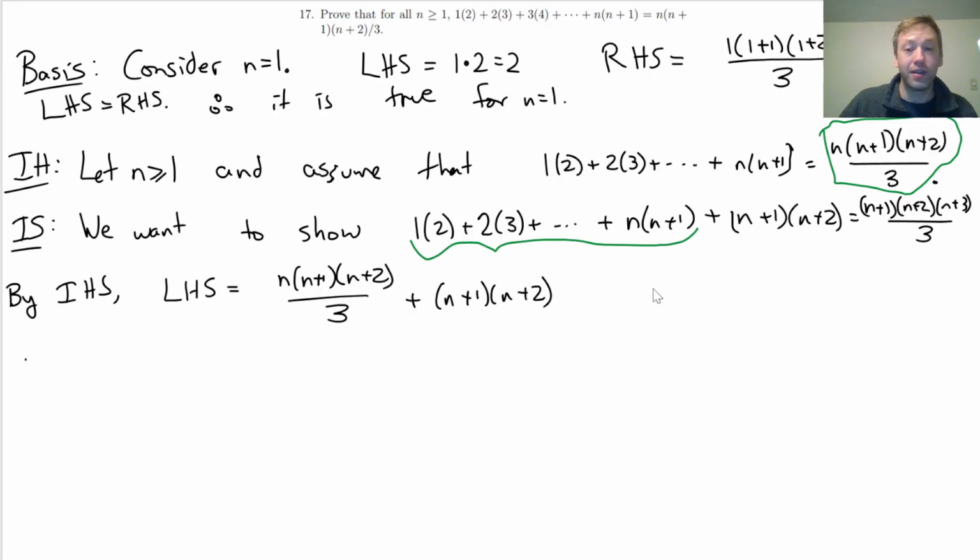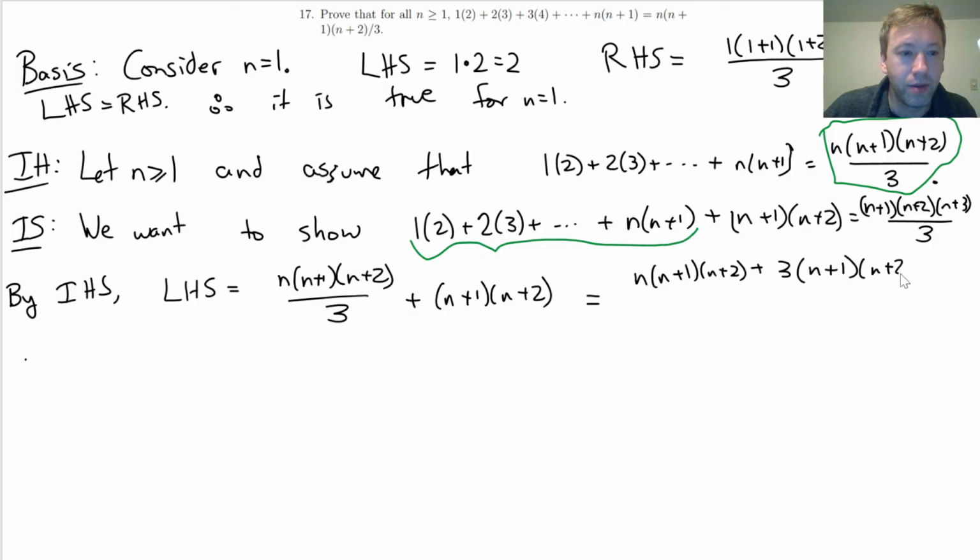Okay, and now at this point it's just some algebra. So put this on the same denominator: n times (n+1) times (n+2) plus 3(n+1)(n+2), all over 3.